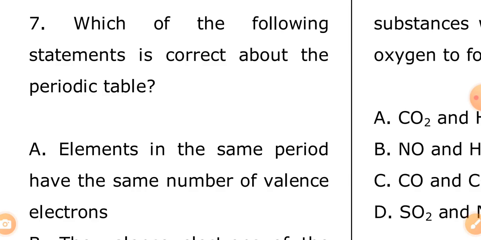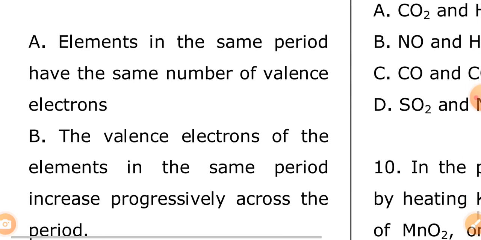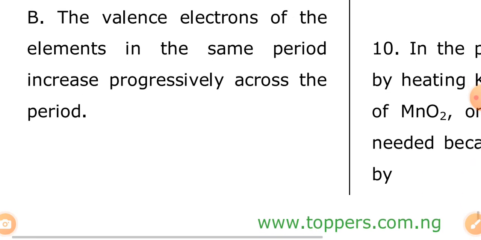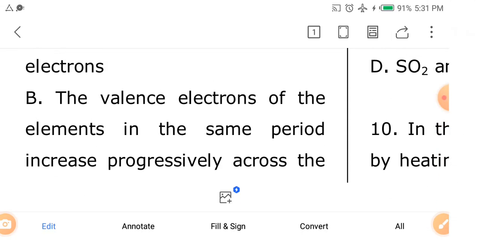Okay? Which of the following statements is correct about the periodic table? A, elements in the same period have the same number of valence electrons. B, the valence electrons of the elements in the same period increase progressively across the period. Okay? Are you still with me?